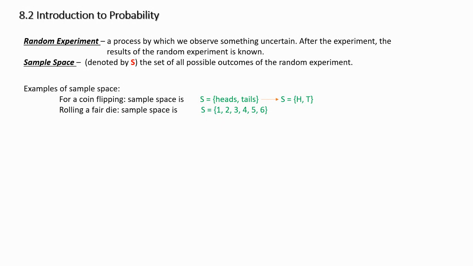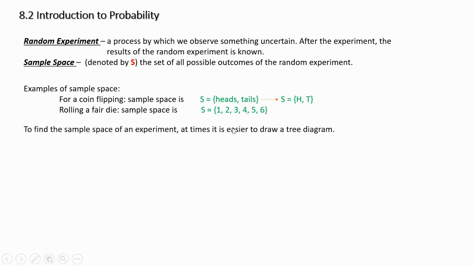In the next examples, we're going to find the sample space. For a coin flipping, if you flip the coin once, it's going to be heads or tails. That's why this is my sample space: heads, tails. Rolling a die: a die has only six sides, so it's going to be 1, 2, 3, 4, 5, 6, because it can land on any one of these numbers. So it's only 6.